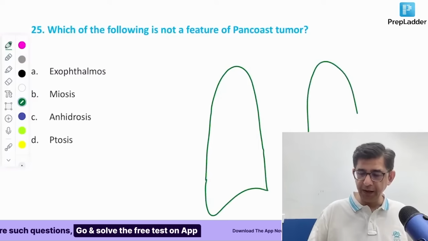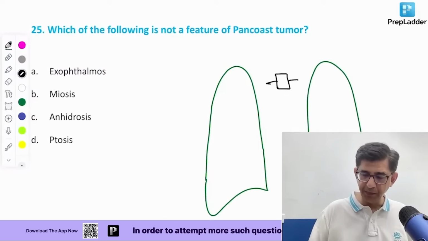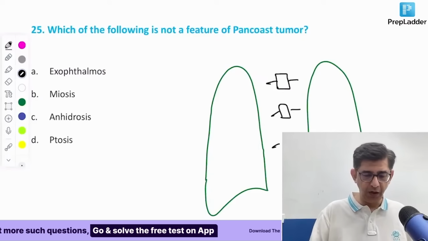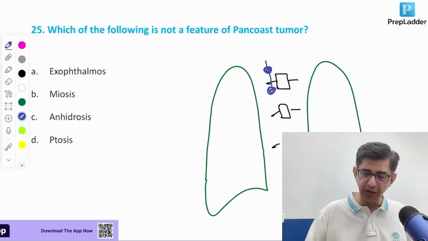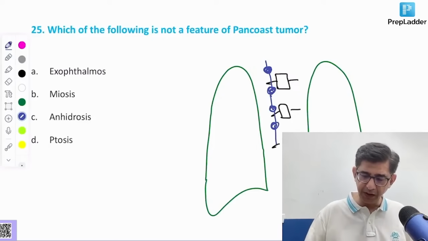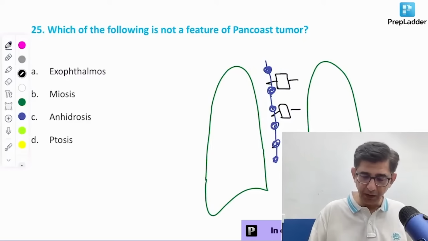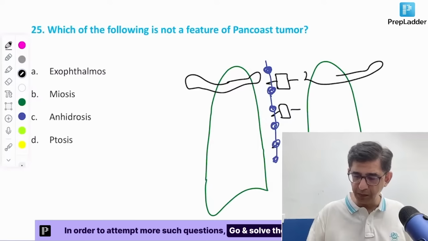I will be drawing a line diagram showing the Pancoast tumor. This is the vertebra. You can see the two lungs here. Then I've shown the sympathetic chain. This is the paravertebral sympathetic chain. These are the ganglia of the sympathetic chain. And this is the clavicle bone.